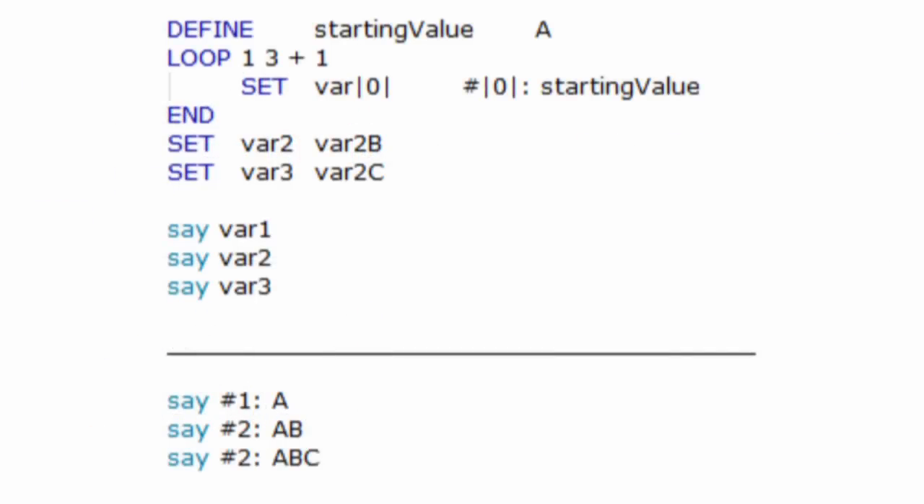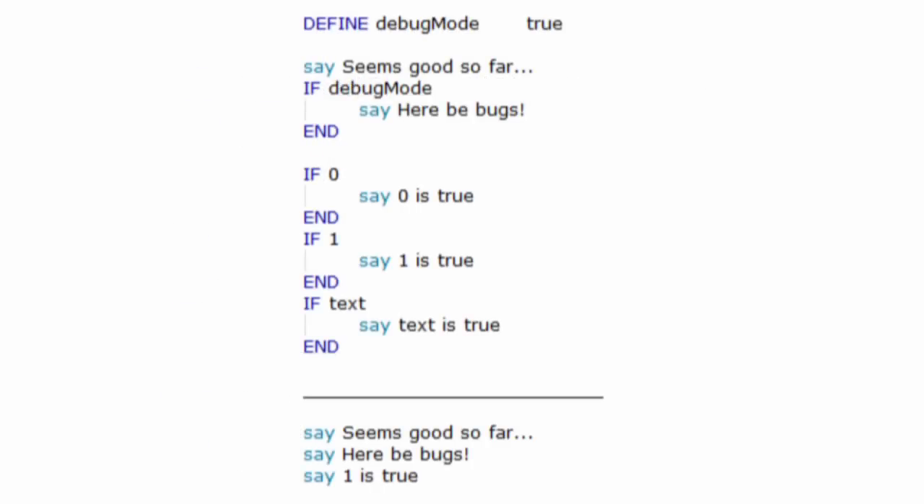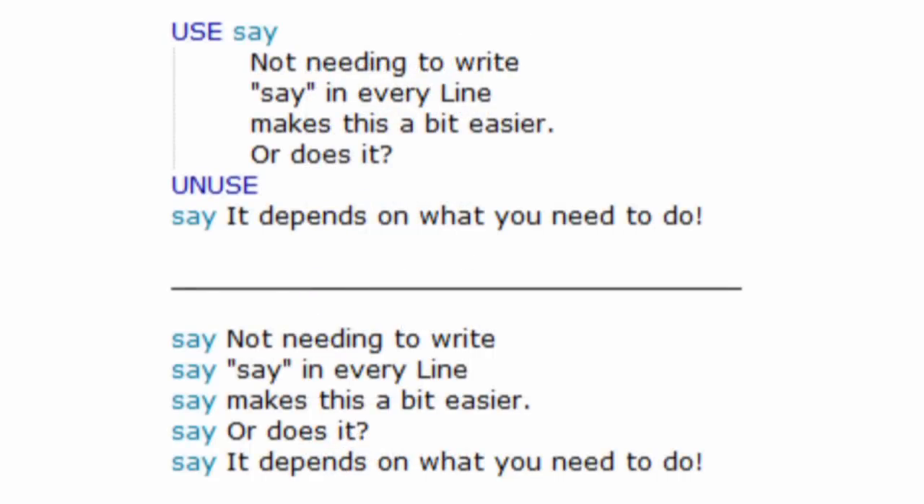Set. Basically just another name for define. But other than with define, existing definitions and parameters are allowed to change the name and value. If. A simple condition that disables one or more lines of code. All numbers except 0 are true, and all text except true is false. Use. This will simply put the given value in front of every line that follows.